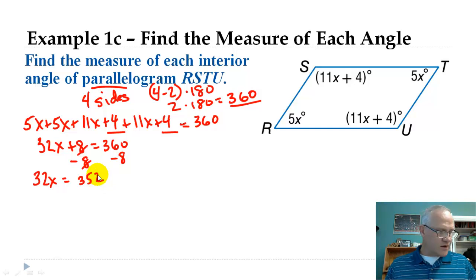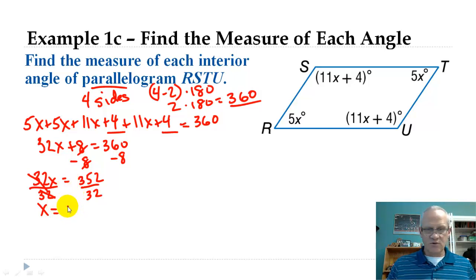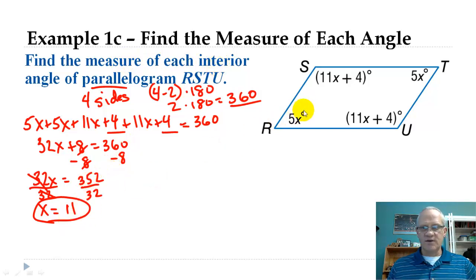And then we're going to divide by 32. And so what we end up with is x equals 11. All right, so that's what x is, but we're trying to find what? The measure of each interior angle. So now all we have to do is we know what x is. We're just going to plug it back in for each one of these.